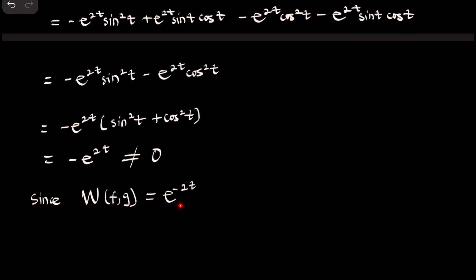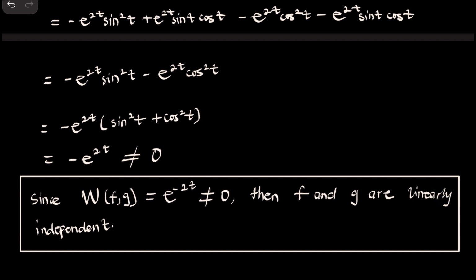Since the Wronskian of f and g is not equal to 0, then f and g are linearly independent.